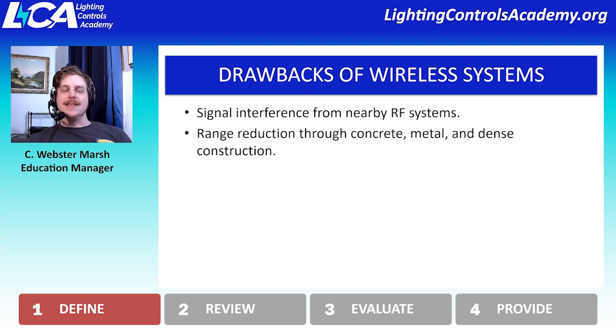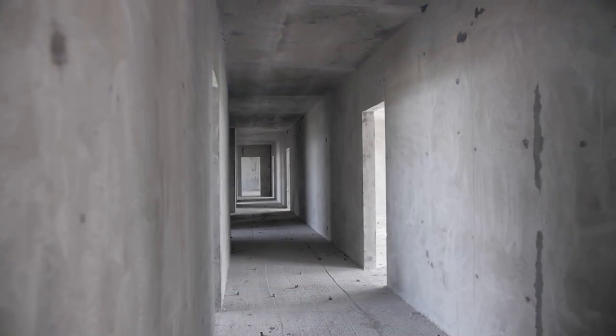The other thing is that the range does reduce, so radio frequencies can't go on forever, and in most lighting control systems, they're not designed to go really far distances. They're meant to go rather short distances, and that distance gets shortened if you're going to be going through concrete, metal, or any kind of dense construction material.